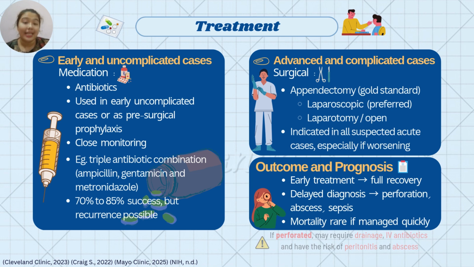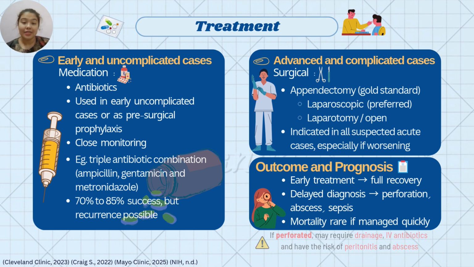In advanced and complicated cases, surgical removal of the appendix is required, which is known as appendectomy, the gold standard. It divides into two types, which are laparoscopic surgery and laparotomy. Laparoscopic is preferred, and appendectomy is indicated in all suspected acute cases, especially if worsening.